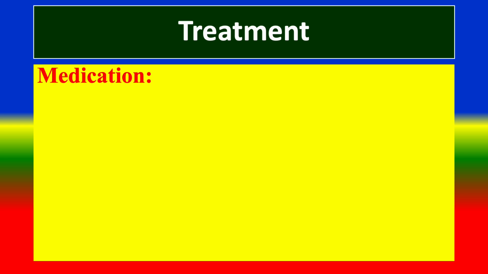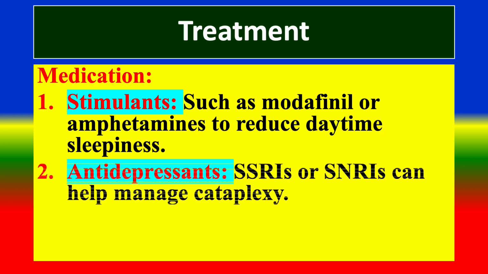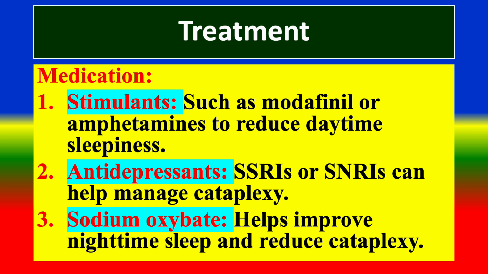Treatment. Medication. 1. Stimulants such as modafinil or amphetamines to reduce daytime sleepiness. 2. Antidepressants. SSRIs or SNRIs can help manage cataplexy. 3. Sodium oxybate helps improve nighttime sleep and reduce cataplexy.